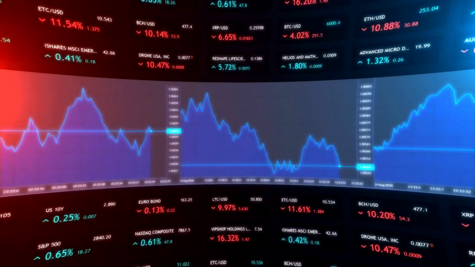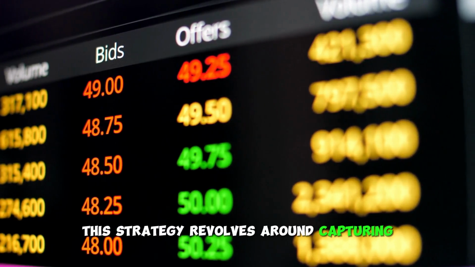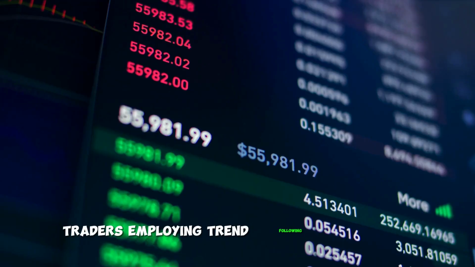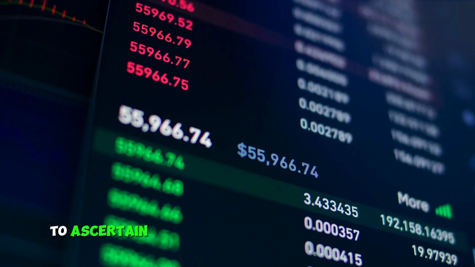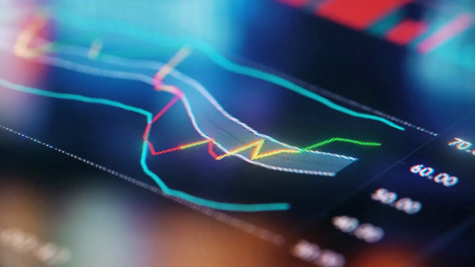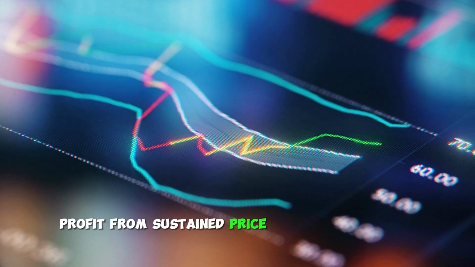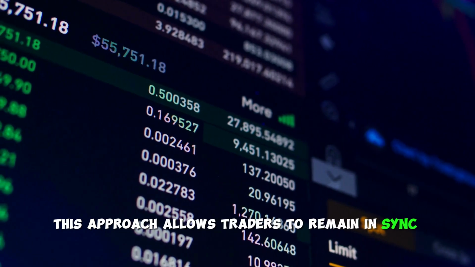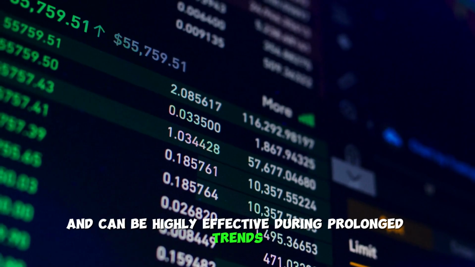competitive edge. Trend following. This strategy revolves around capturing and capitalizing on existing price trends. Traders employing trend-following strategies diligently analyze moving averages and trend lines to ascertain the direction of the prevailing trend. By aligning their trades with the established trend direction, traders aim to ride the momentum and profit from sustained price movements in that direction. This approach allows traders to remain in sync with the market's prevailing sentiment and can be highly effective during prolonged trends.